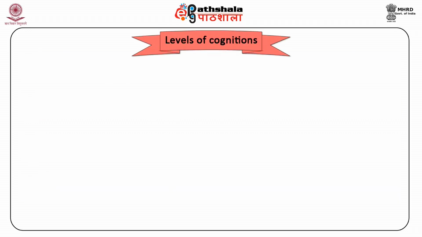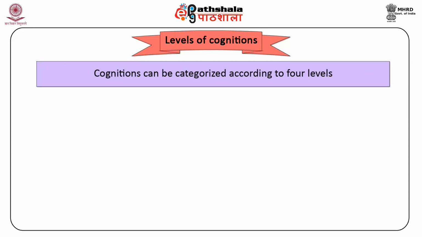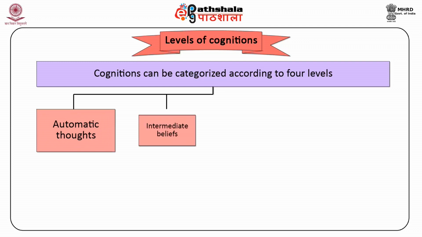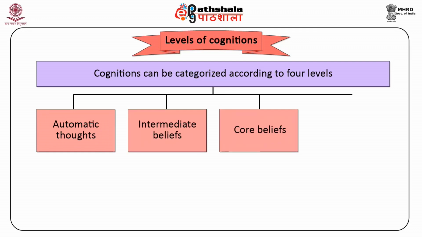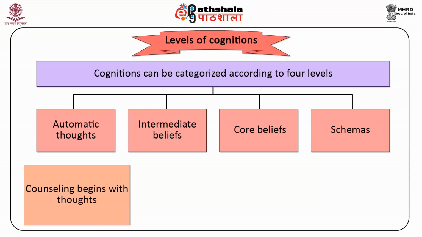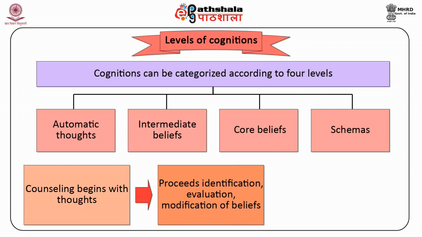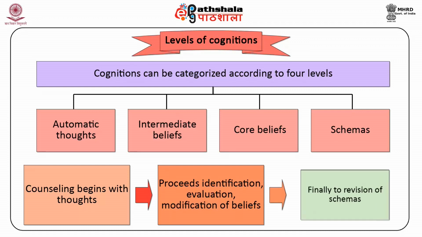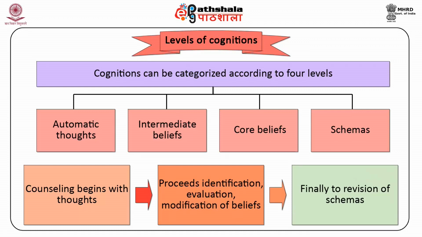Levels of cognitions. Cognitions can be categorized according to four levels: automatic thoughts, intermediate beliefs, core beliefs, and schemas. In CT, counseling typically begins with thoughts and then proceeds to identification, evaluation, and modification of intermediate and core beliefs, and finally to revision of schemas.